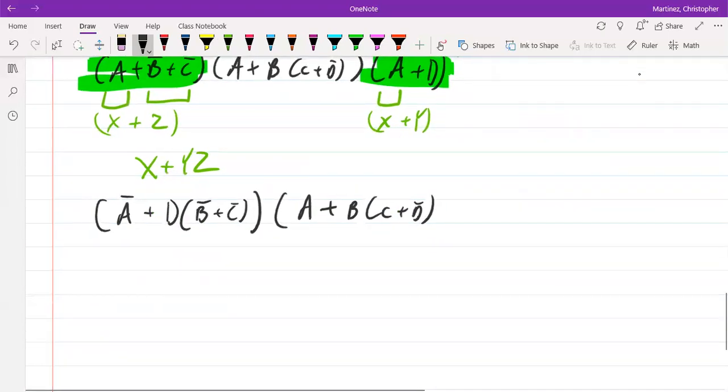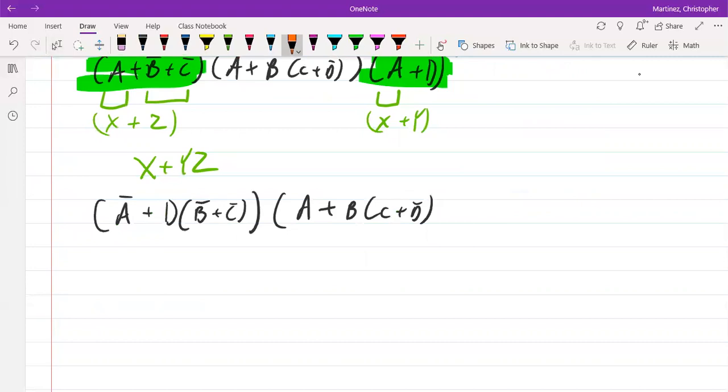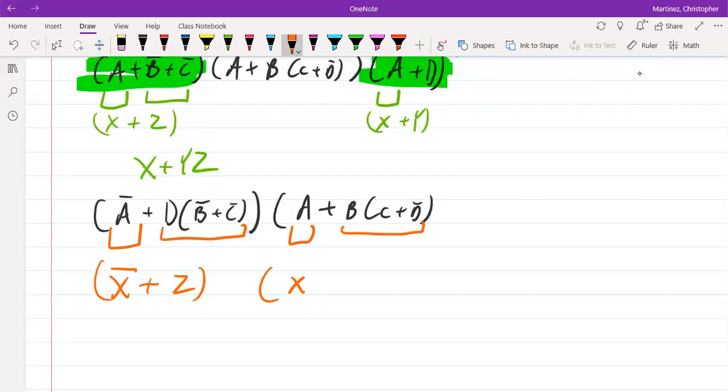Okay, now that I have these two terms, I'm going to have A bar be my X bar. I have A be my X. I'm going to have this D, B bar, C bar, be Z. And then I'm going to have the B, the C plus D bar, be my Y. All right. X bar or Z ANDed with X or Y gets us XZ or X bar Y.